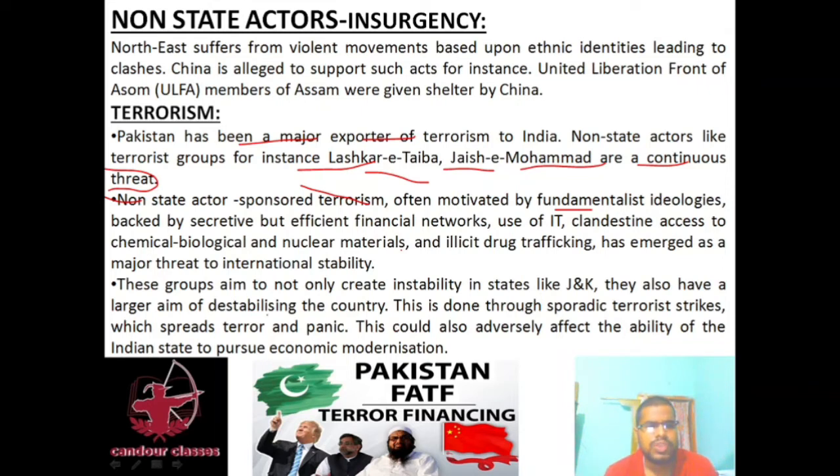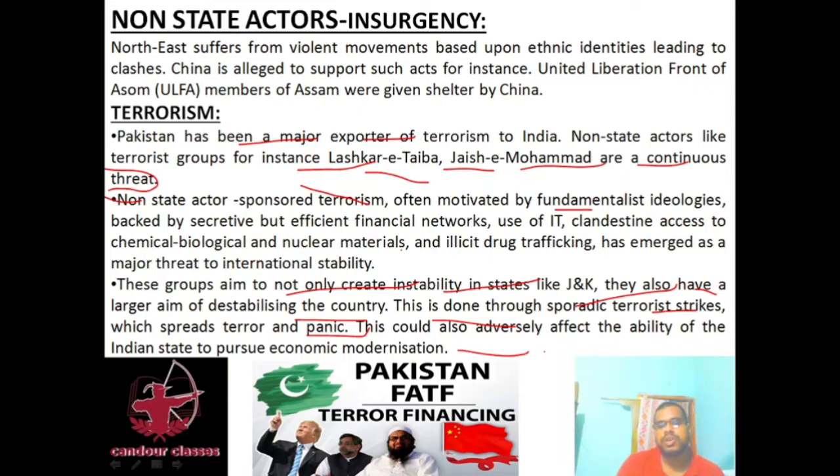These groups aim not only to create instability in states like Jammu and Kashmir, they also have a larger aim of destabilizing the country. This is done through sporadic terrorist strikes, which spread terror and panic. This could adversely affect the ability of the Indian state to pursue economic modernization.